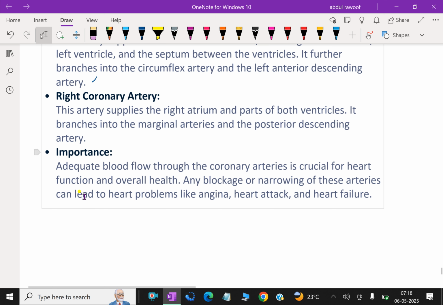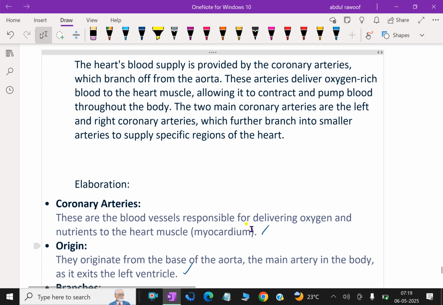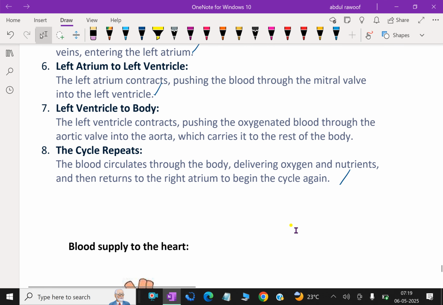Importance: adequate blood flow through the coronary arteries is crucial for heart function and overall health. Any blockage or narrowing of these arteries can lead to heart problems like angina, heart attack, and heart failure. So far we have discussed how blood flows to the heart and from the heart.